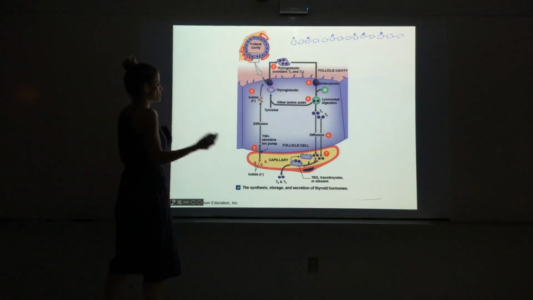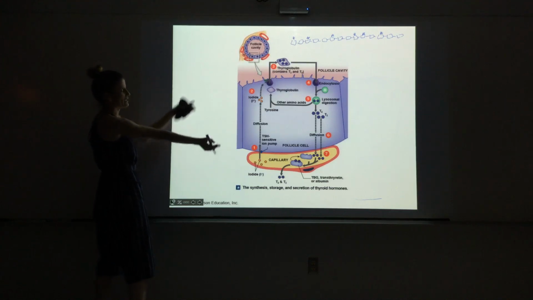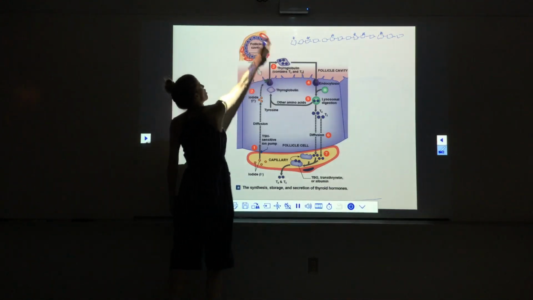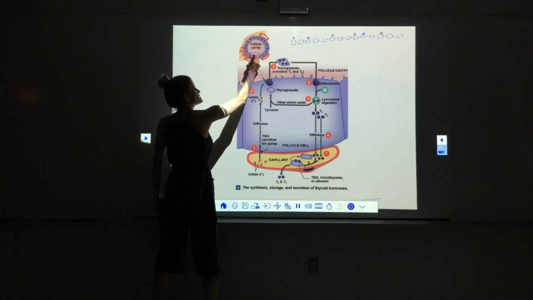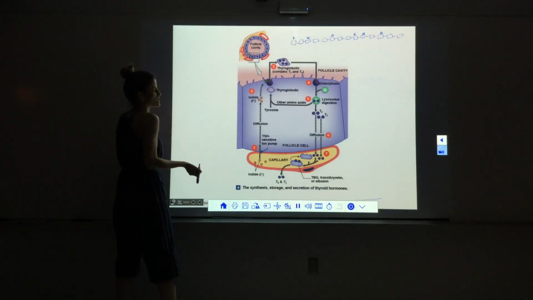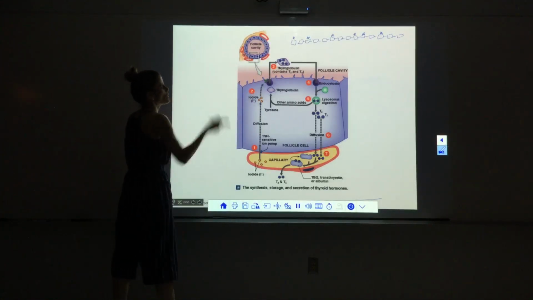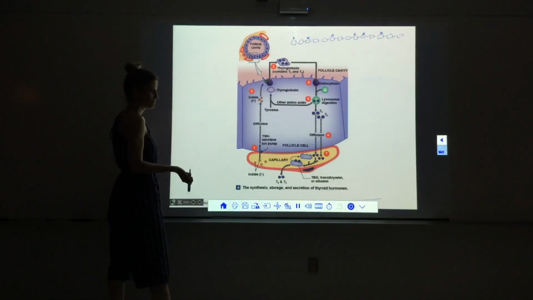So, again, we're going to be trying to make thyroid hormone, right? So we're looking at the thyroid gland. The thyroid gland is made up of all of these follicles. We've got the follicle cells, and then inside the follicle cavity. And we're going to utilize both the cells and the cavity when we're producing our thyroid hormones.